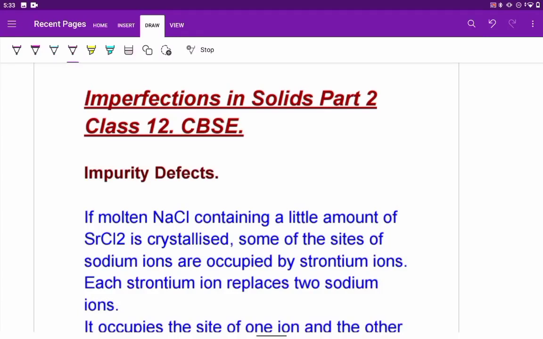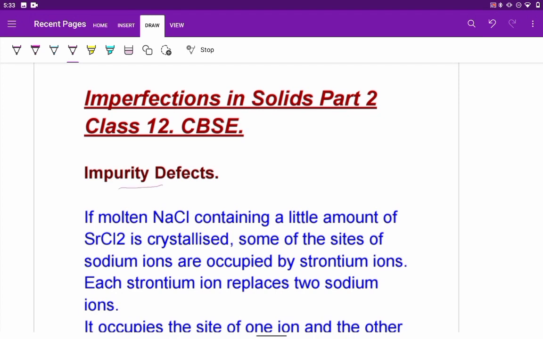Today I will continue with the topic imperfections in solids. So it is imperfections in solids part 2. This is for CBSE class 12. So we have already seen that there will sometimes be imperfections in the arrangements in the solids, and in continuation today we will see the impurity defects.